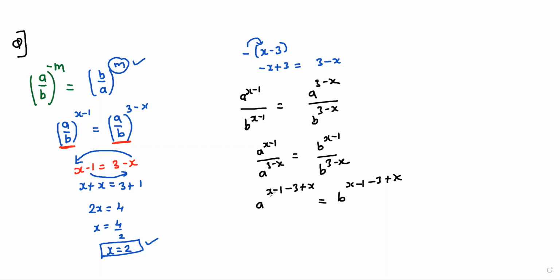So here what happens now, a and b are equal, so this will become 2x minus 4. Then 2x minus 4 is equal to 0, so x is equal to 4 by 2, answer is 2. Correct, this is also a right method. Yes, sir. So take down the next question.